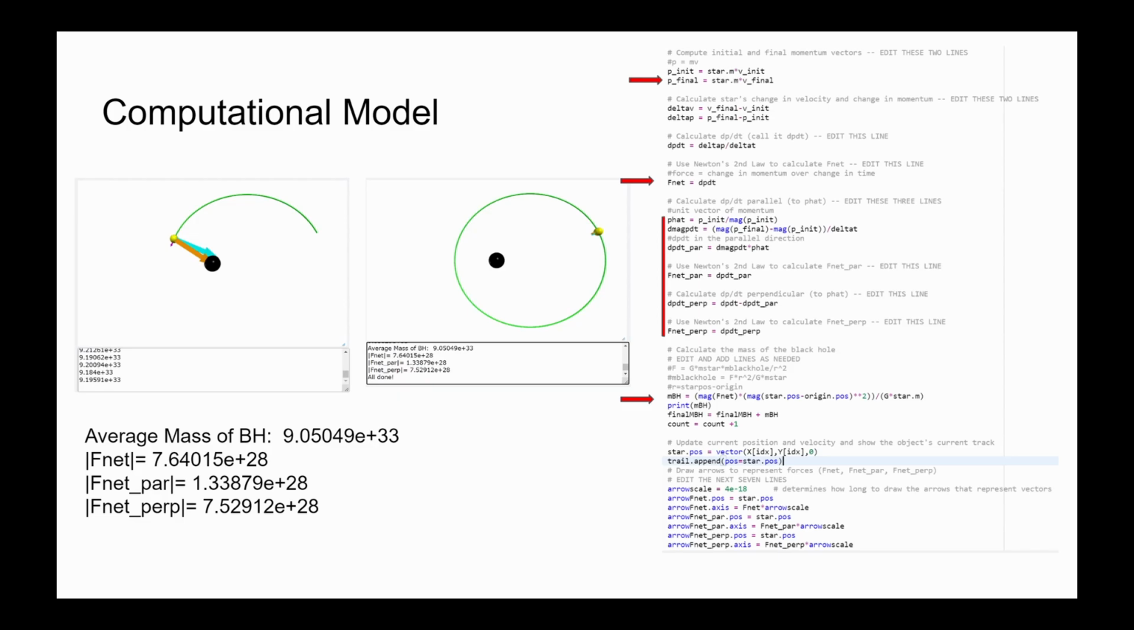The last important calculation would be the mass of the black hole, in which I used the average of the output values given by the code, and then you take the average by using a count, and that outputs the final value. The average mass for the black hole is, as said before, 9 times 10 to the 33rd. F net is about 7.6 E28. The parallel and perpendicular components are also shown.